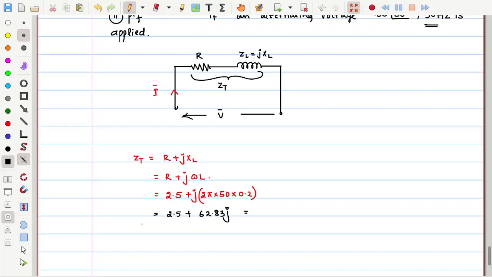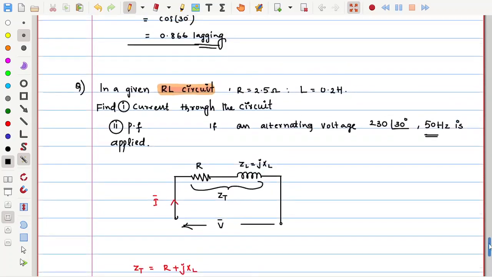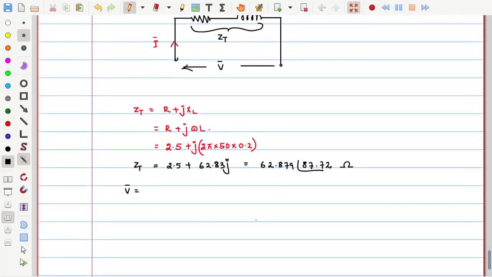So 2.5 plus 62.83j in polar form. How much is that value? Let me see. 62.879 at an angle of 87.72 degrees. Is this correct? Ohms. This is the total impedance ZT. Why I calculated ZT is that there is some advantage; I will show that. Next, V is already given. They had given V as 230 at an angle of 30 degrees.